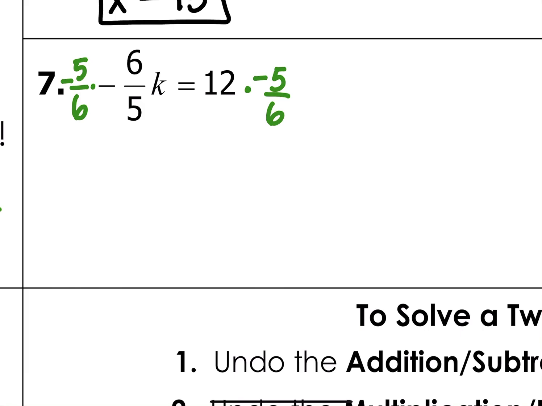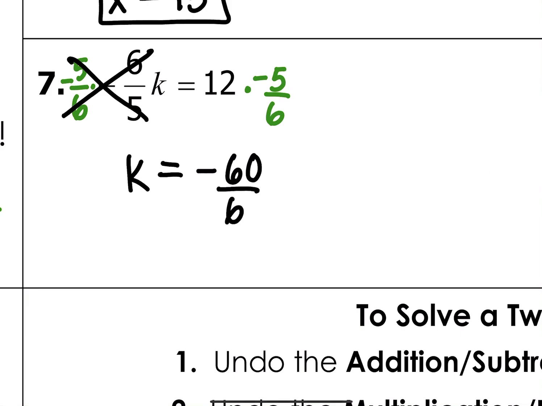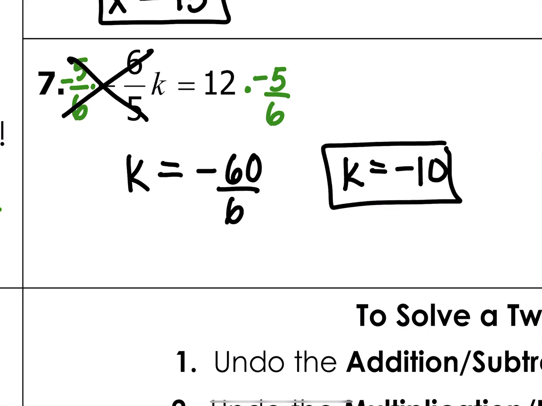Now on a side note, this negative sign is in front, kind of in the middle of that fraction. You can keep it in the middle. You can assign it to the numerator or the denominator. It's up to you. So on the left, my numbers will cancel. A negative times a negative is a positive. We get negative 100, not 100, negative 60 over 6. It's okay, equals negative 10.